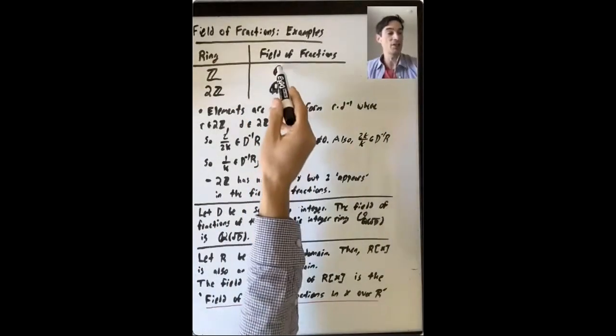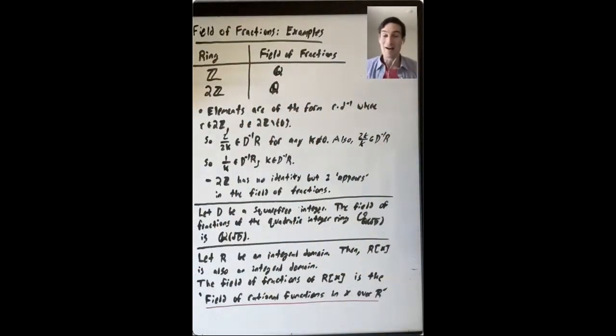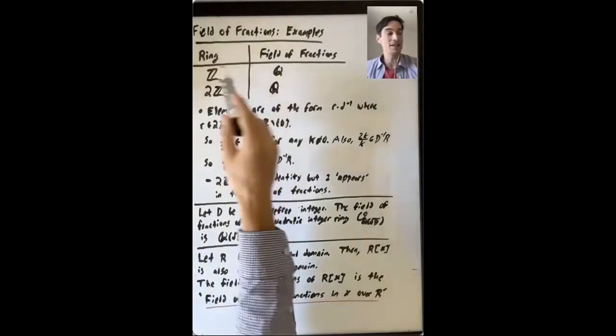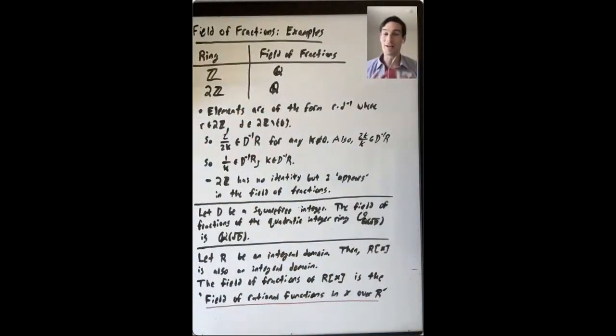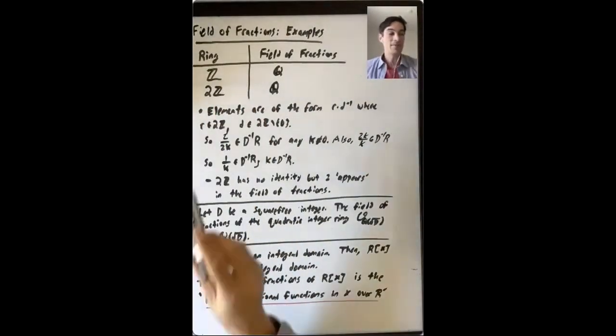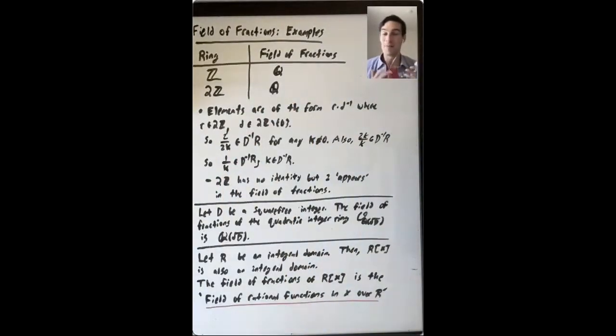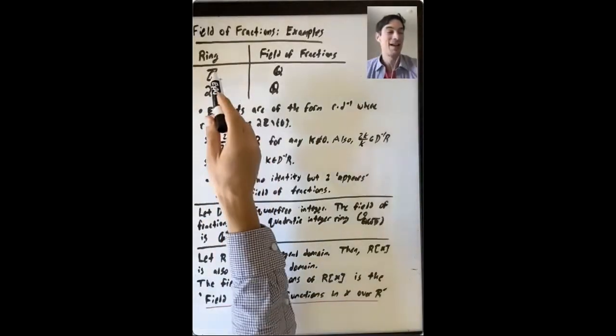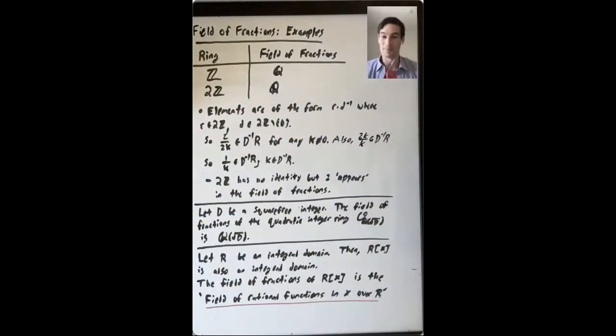And the field of fractions, this ring that contains an isomorphic copy of Z in which all the elements of D, the non-zero elements of Z, become units. Well, what is that? It's equivalence classes of pairs of elements in Z up to this equivalence relation that we saw at the beginning of the lecture, and we exactly get Q.